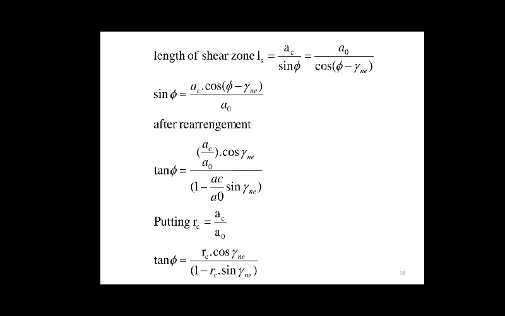The length of shear zone is AC upon sin phi, A0 upon cos of (phi minus gamma n). Then after rearrangement we will get tan phi = rc cos gamma n upon 1 minus rc sin gamma n. Here you can use other notations also instead of gamma, theta, or whatever you feel, but you are supposed to mention the meaning of that symbol. Okay, so let us see further.